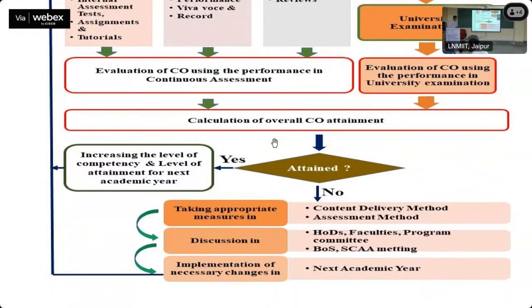Let me complete this, sir. So this attend or not attend is related to the course, because I want to cover this for every course coordinator. If it is yes, then increase the level of competency and the level of attainment for the next academic year. So the whole philosophy of OBE is to go for continuous improvement, right?